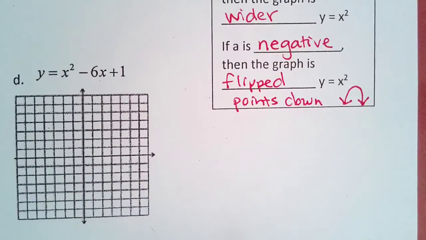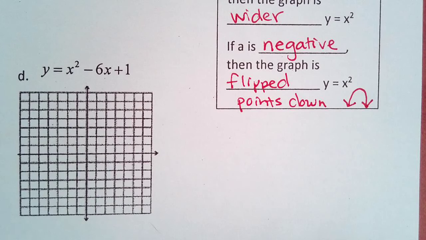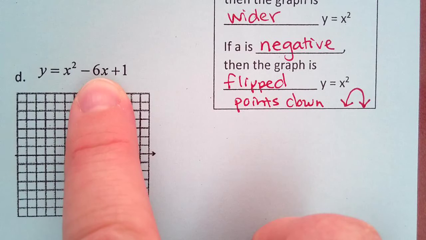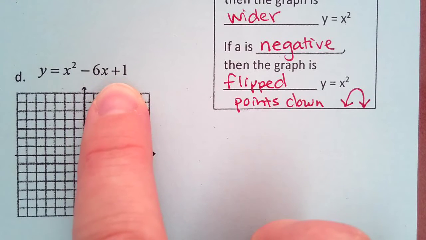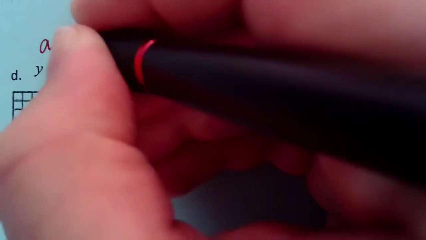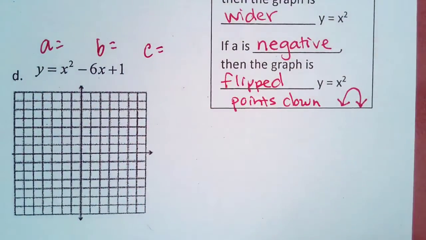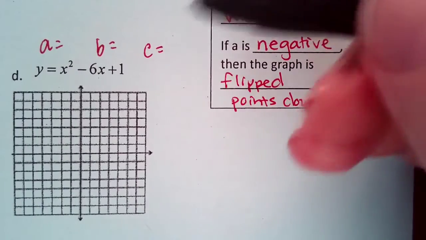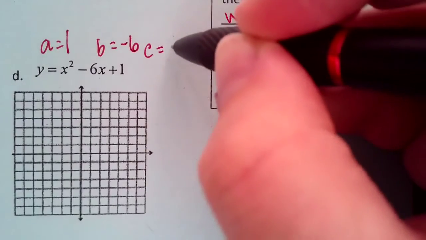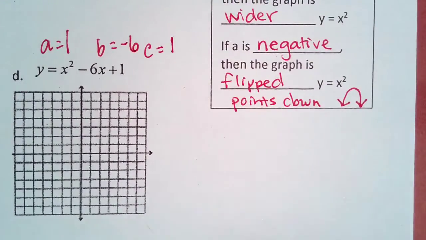So let's look at this one that is vastly different from our parent function. Our parent function is always going to start at 0, 0, face up, and be standard. This one, we have x squared minus 6x plus 1. This is going to shift our graph around on the coordinate plane. So let's identify what's our A, what's our B, what's our C. What's our A? 1. What's our B? -6. C? 1.